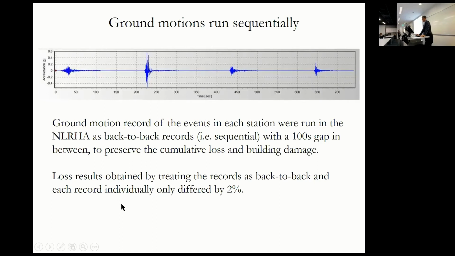I should also point out, which is written here, that this approach, while we think it to be most rigorous, actually didn't make that big a difference. In terms of at least loss estimates, which we'll be talking about, it didn't really change too much whether we ran them individually or sequentially.